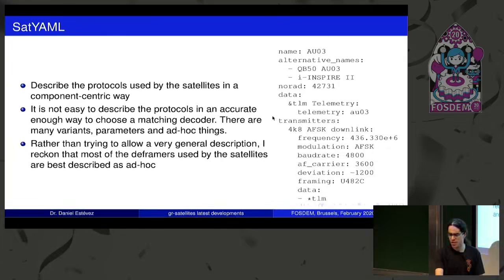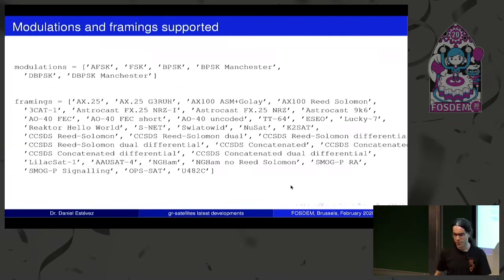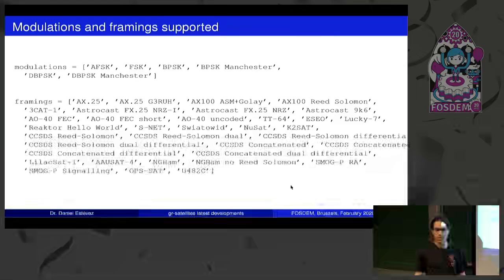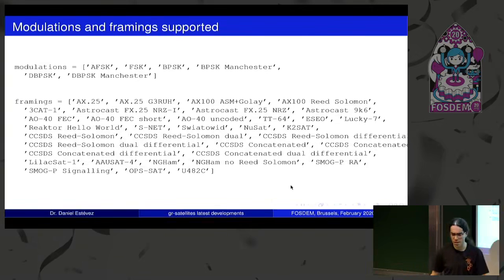Then for the data that the satellite transmits, here we say we have a telemetry parser for the data, and the name of the telemetry parser, this is actually a Python class, is AU03, and here we describe the transmitter with parameters related to AFSK, and for the framing we just say it's the custom GOM space radio thing. So this is the list of modulations and framing supported. Modulations is something very basic, FSK, BPSK, and variations of that. But in the framings you can see some really standard things like AX.25 and some CCSDS protocols, but also some specific names of the satellites because they're using ad hoc protocols.